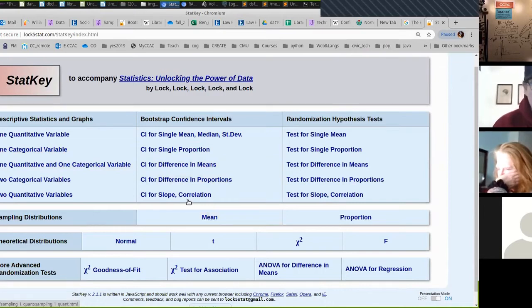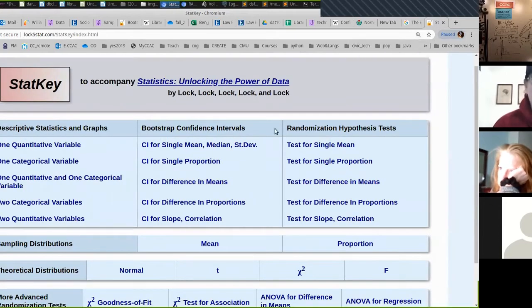So now, because we don't know the true population value, we won't know whether your sample captured the true mean or not. But what we do need to do is estimate that standard error so that we can compute a confidence interval. So on StatKey, we want to click this: confidence interval for single mean, median, and standard deviation.